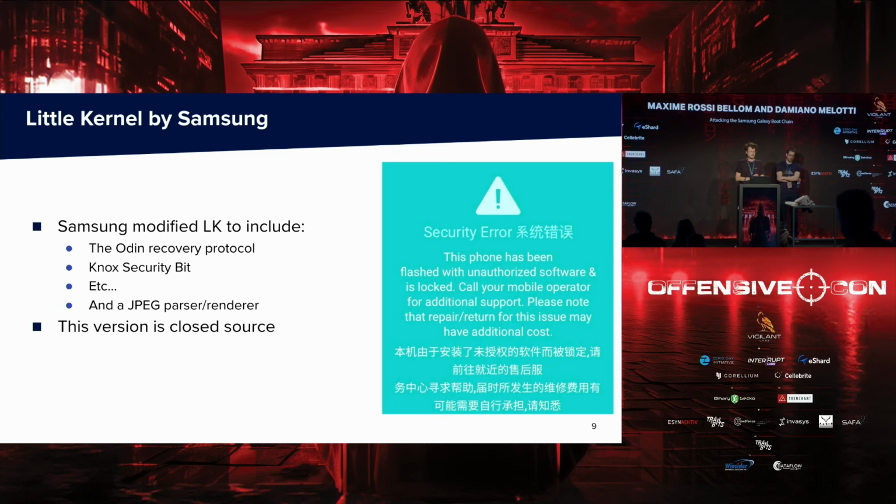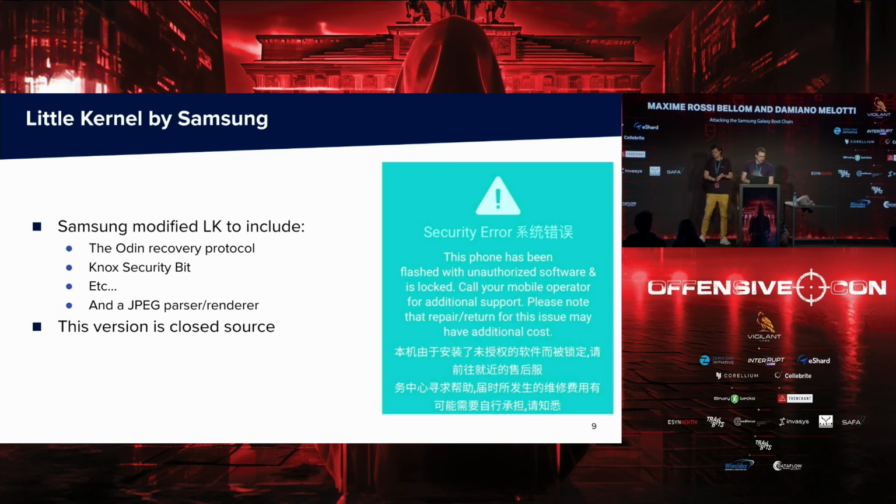And then we have, among other things, many of which we probably don't know, a JPEG parser and a renderer, which is used to basically create messages like the ones you see in this slide. So when something is broken, you have this nice image that tells you what happened. So LK by Samsung is closed source, but obviously, since you have the open source version, reverse engineering is not too complicated. So I'm going to hand it over to Max so we can get started with the fun stuff.